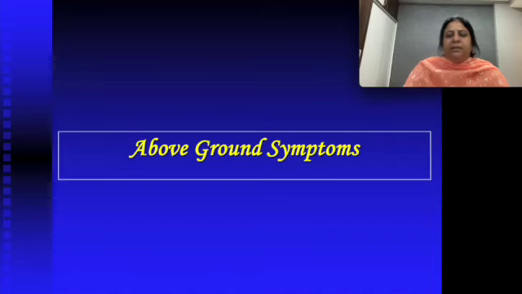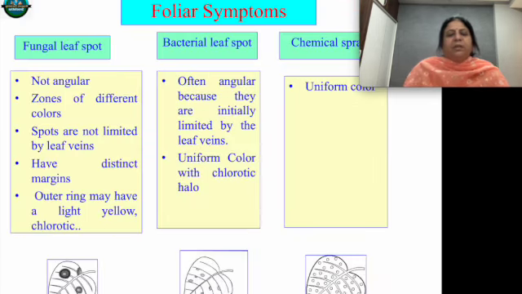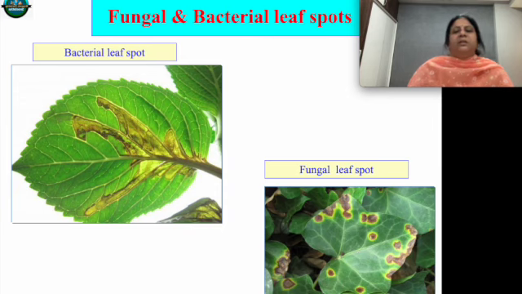Organic farming. Let us see the above ground symptoms. The above ground symptoms include leaf spots, blights, short holes, etc. Fungal leaf spot, mostly it is of regular shape in concentric rings. Bacterial leaf spot, mostly it is in angular shape. And chemical problems are always associated with uniform spread on the leaves.